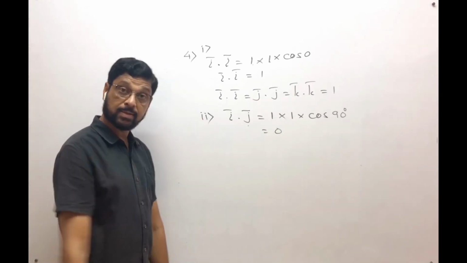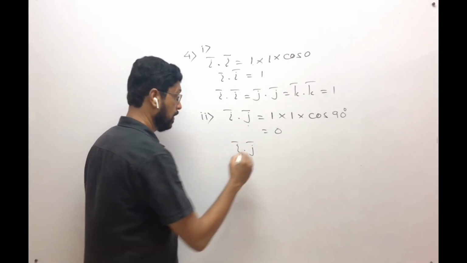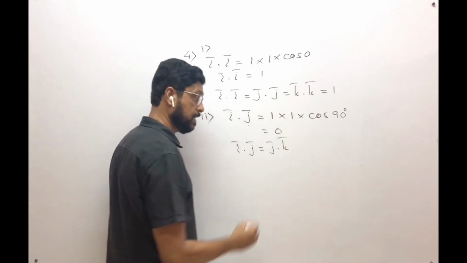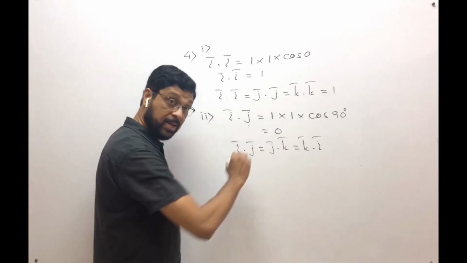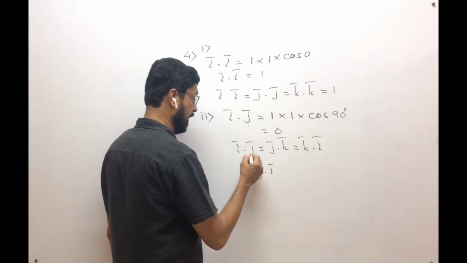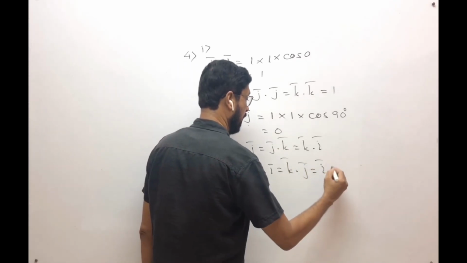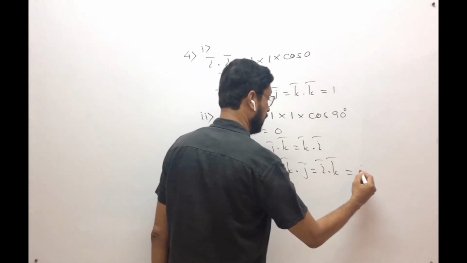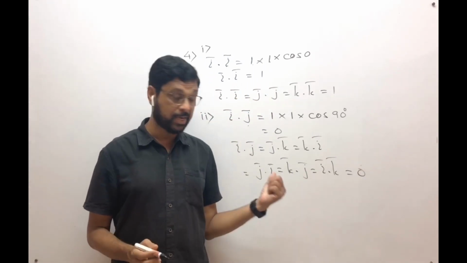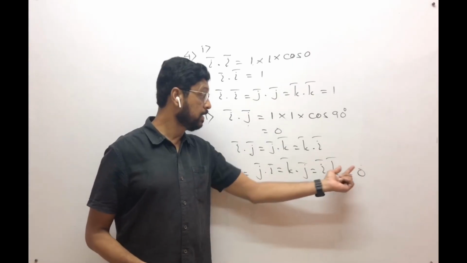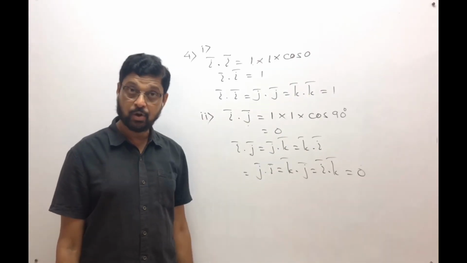So the second point in the fourth characteristic says that I dot J is equal to J dot K is equal to K dot I, and we can also write the reverse, J dot I is equal to K dot J is equal to I dot K is equal to 0. So I dot J is equal to J dot K is equal to K dot I, or the reverse of it, is equal to 0. So this is the fourth characteristic of dot product.